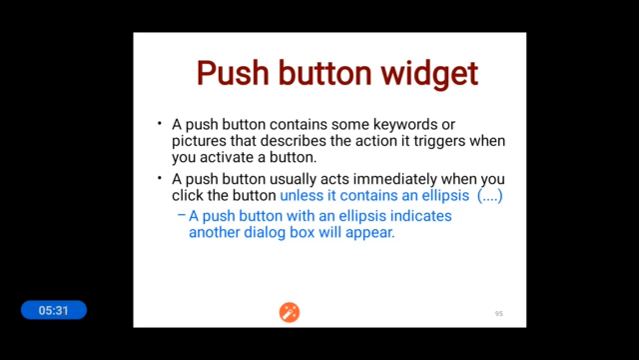Next comes the push button. A push button contains some keywords or pictures that describe the action it triggers when you activate the button. You come across these buttons whenever you are submitting forms, like a registration form. After filling the entire registration form, at the end you can see a button with the name submit. If you click on that submit button, what is happening?